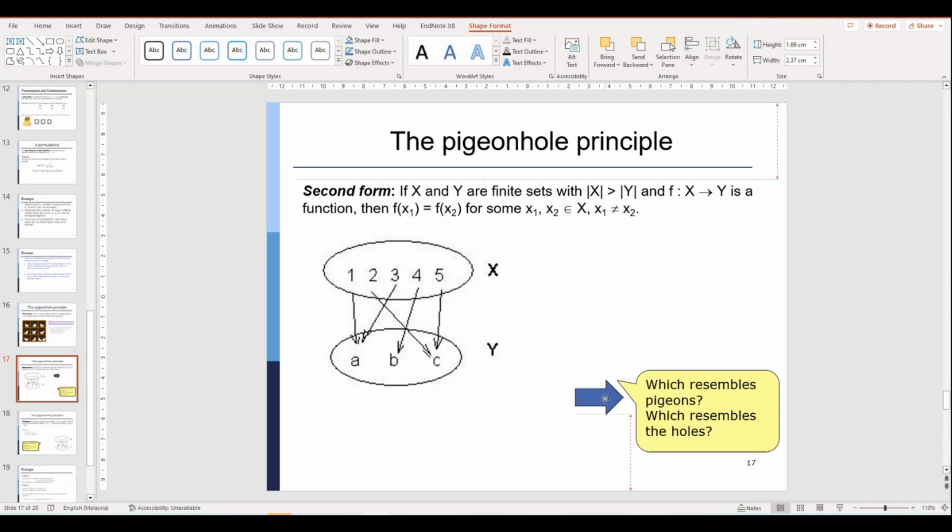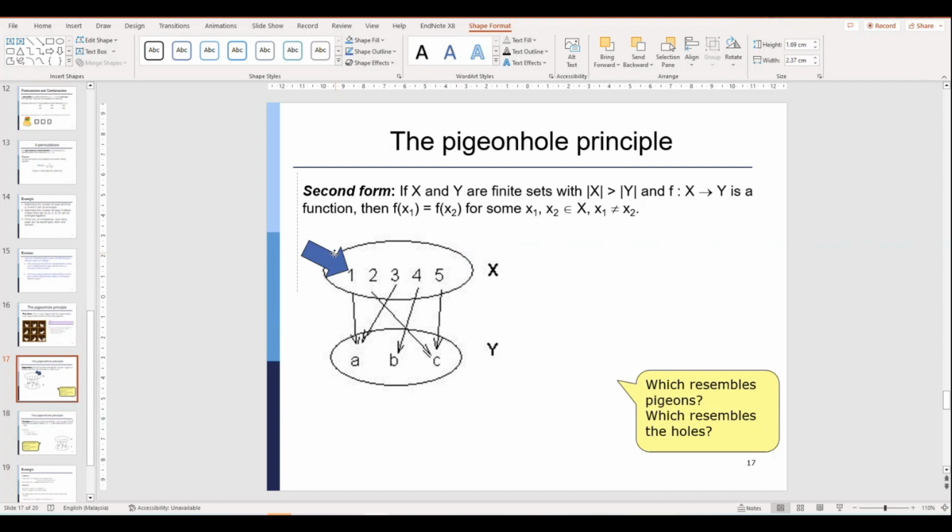Now, if you think about this, try to relate it to the pigeonhole. Which one resembles the pigeon? Which one resembles the pigeonhole? Is X pigeon or pigeonhole? Try again. Definitely the answer is pigeon. X is the pigeons, because the pigeons need to fly back to the pigeonholes, and there are not enough pigeonholes. So some of the pigeons need to share a pigeonhole. So Y is the pigeonhole, X is the pigeon.